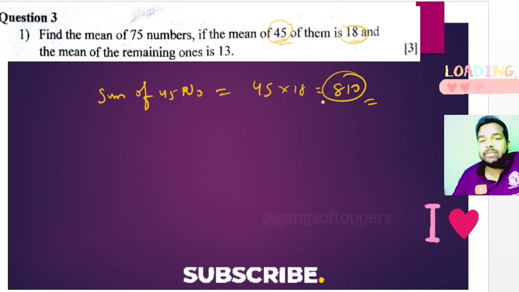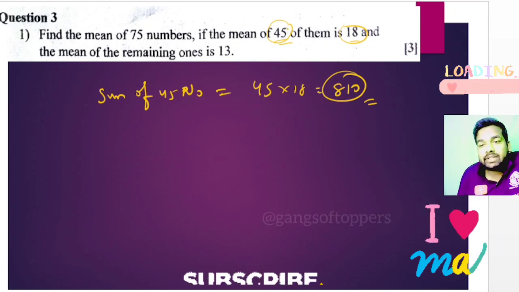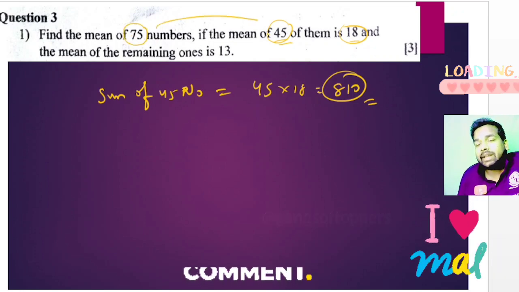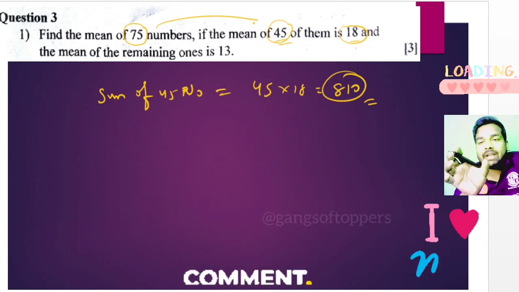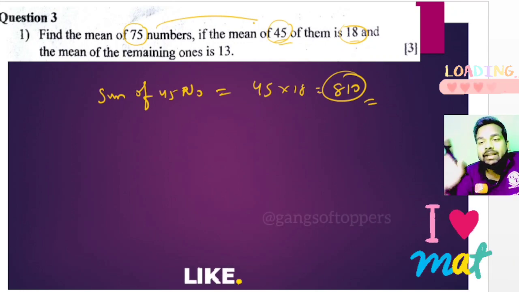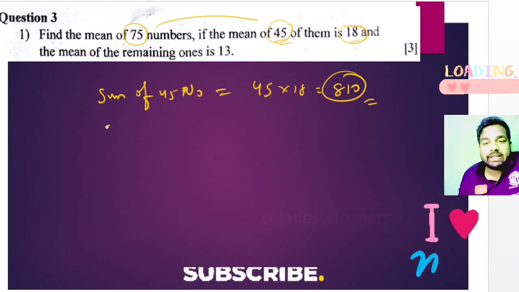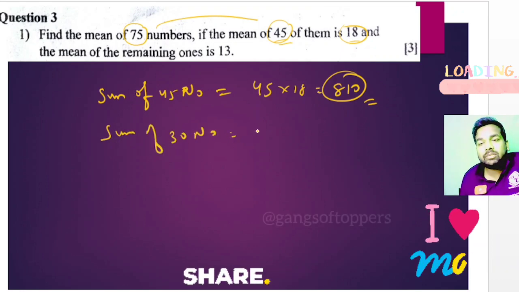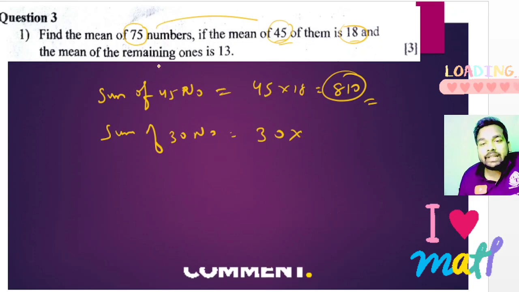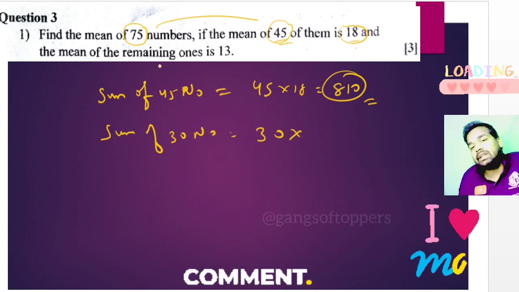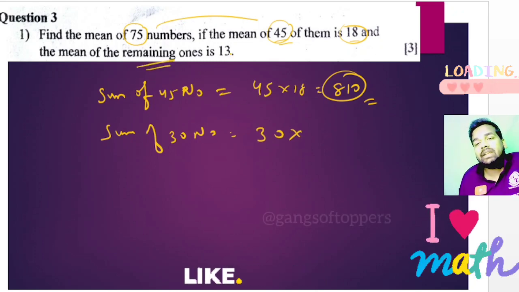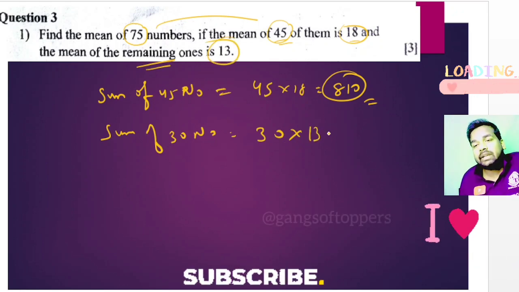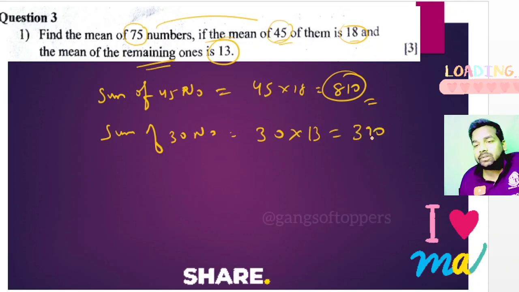This is the concept. Since the total number is given as 75, just subtract 75 minus 45. You are going to get 30. So once again, we are going to find the sum of 30 numbers. It is given in the question that the mean of the remaining ones is 13. So 30 into 13 becomes 390.